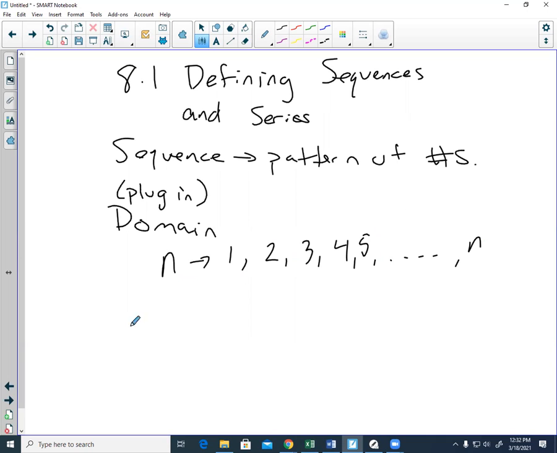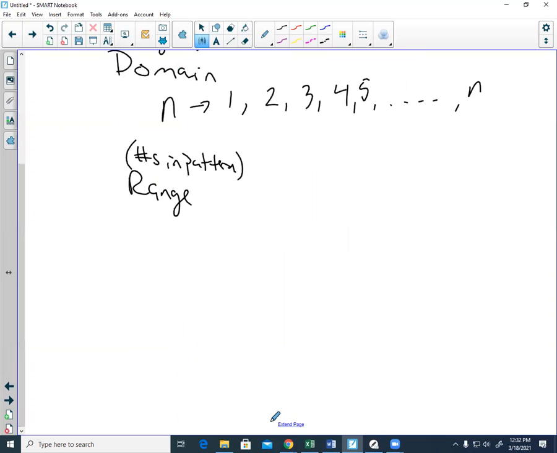The range is really the numbers in the pattern, or the numbers that you would get out if you plugged something into the formula. The number that you would get out of the formula, that's the number that's actually in the pattern. So if I told you the first term is 3, the first term part would refer to the n. The 3 part would be the number in the pattern. That's the range.